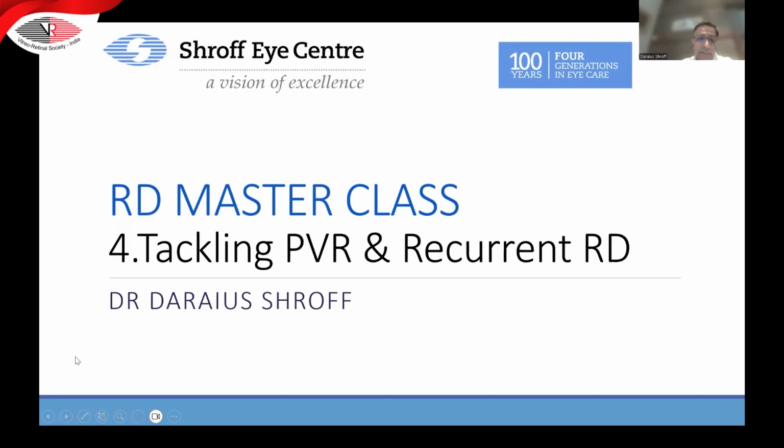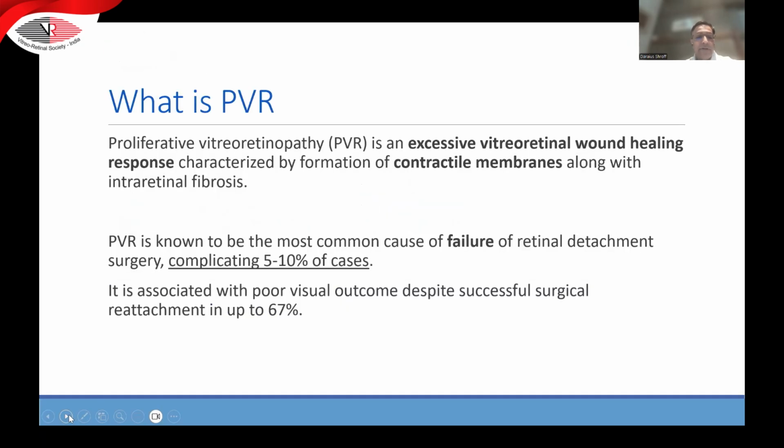So now we come to the last module of our RD Masterclass on tackling PVR and recurrent retinal detachment. This is a very important topic because it is one of the bugbears of all of us as VR surgeons, because it is one of the most common causes of failure of retinal detachment, and it complicates 5 to 10% of cases. It is associated with poor visual outcome despite a very successful surgery in up to 60 to 70% of the cases.